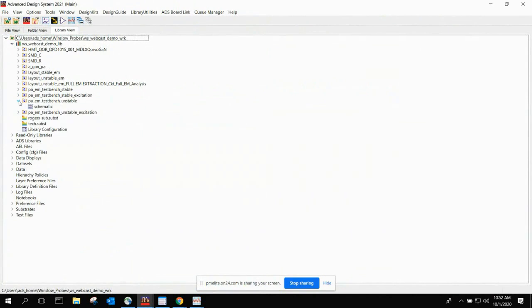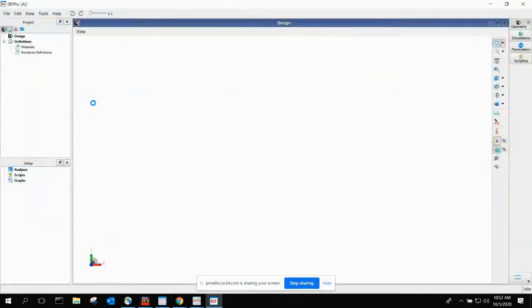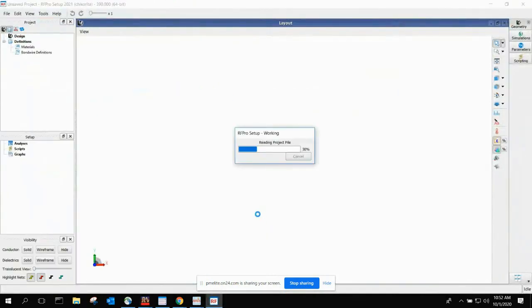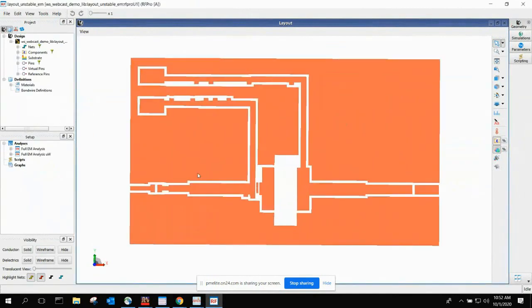So let's see if I can find my unstable. So here's my layout. And from my layout, I can launch our EM tool in Advanced Design System, which is called RF Pro. So RF Pro will snapshot my layout, and it's going to allow me to perform the EM analysis. So I performed an EM analysis on this entire board. It's a pretty simple board here. But now what I can do in RF Pro is I can actually go in and start looking at some current densities in RF Pro.